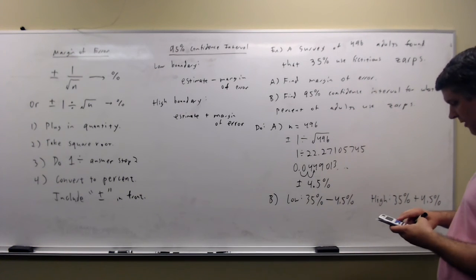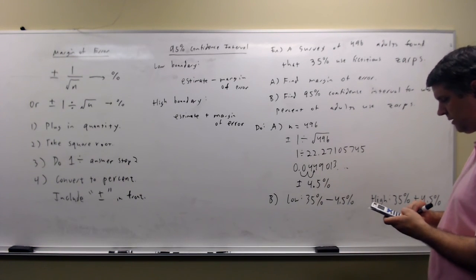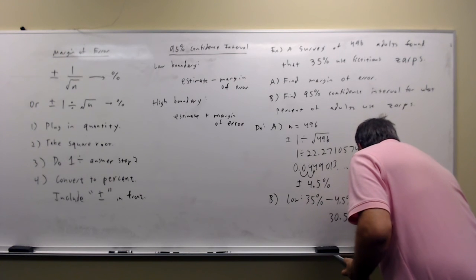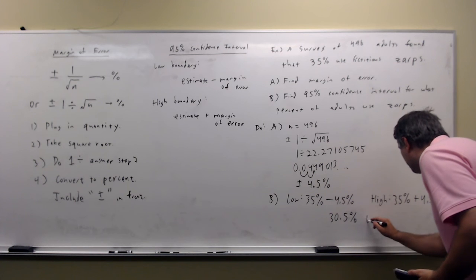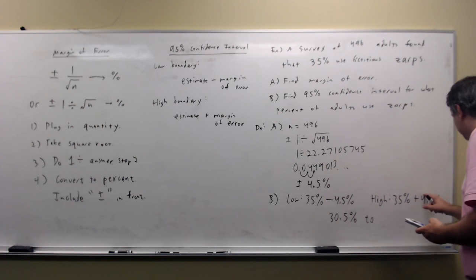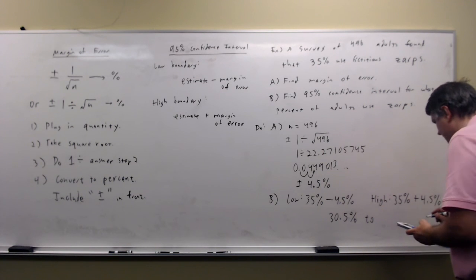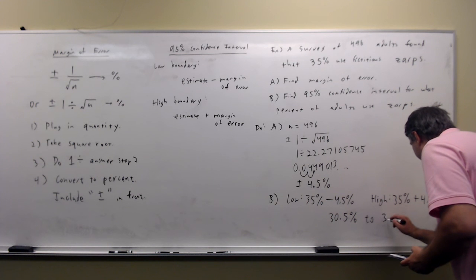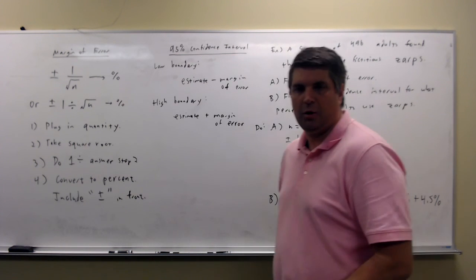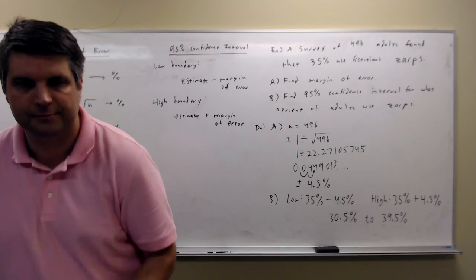So 35 minus 4.5 is 30.5%. 35% plus 4.5% is 39.5%. Okay, I'm done.